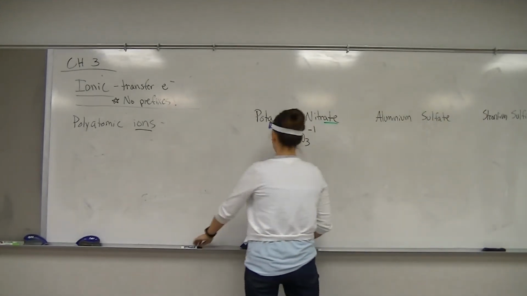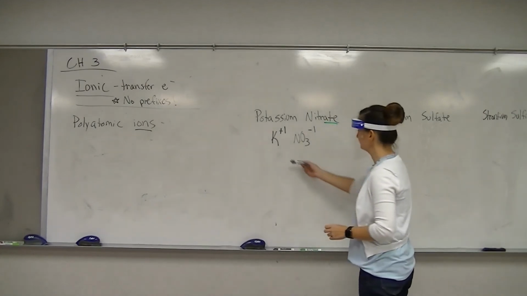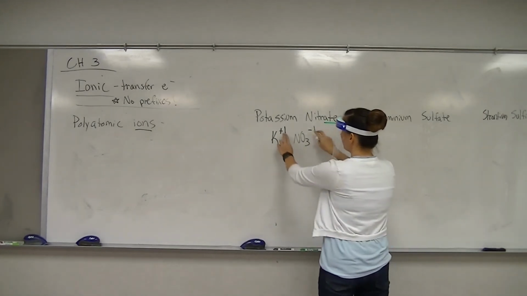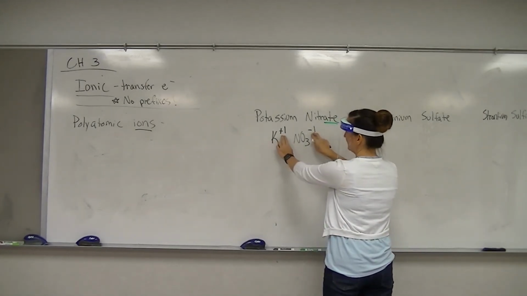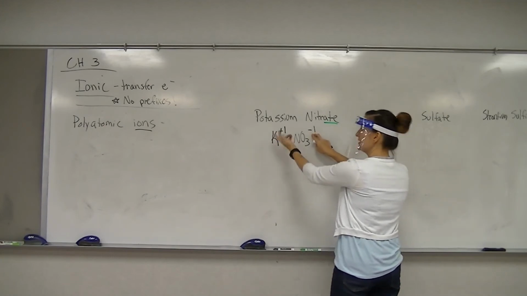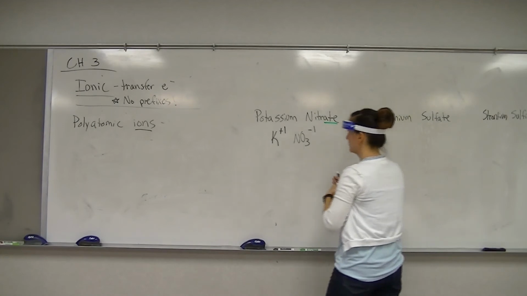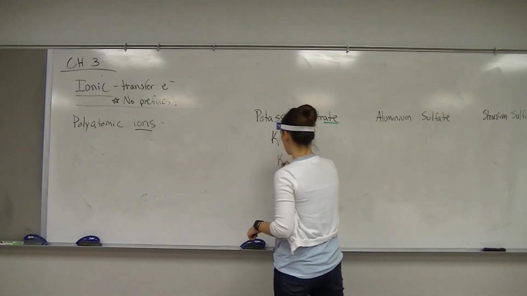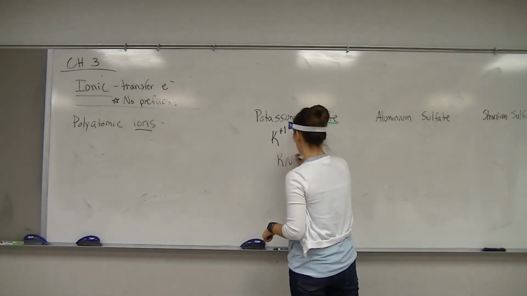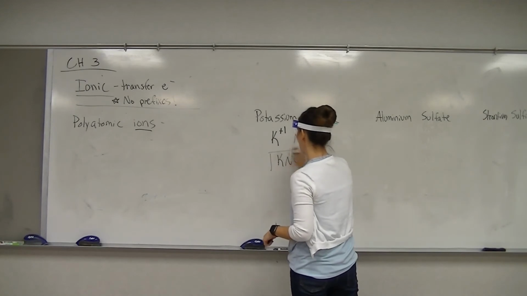So how do we write this? First, we need to figure out how many of each we need. Do the charges cancel as is? Oh, no. Yeah, +1, -1, that equals 0. So that means we just need 1 potassium and 1 NO3. So we just put them together, KNO3.